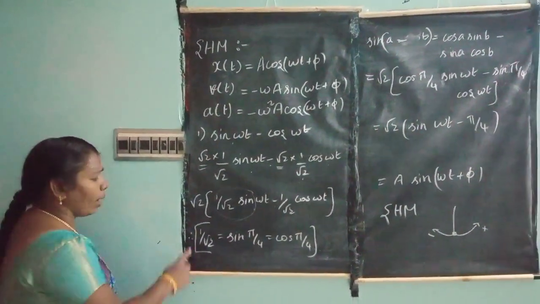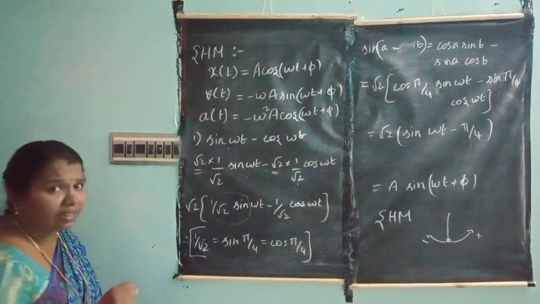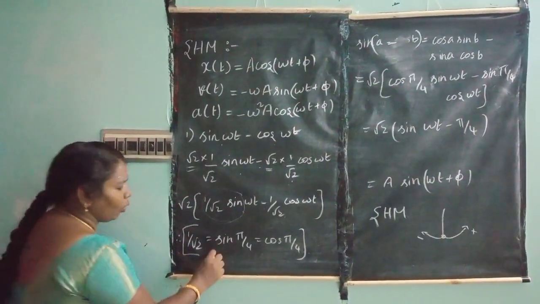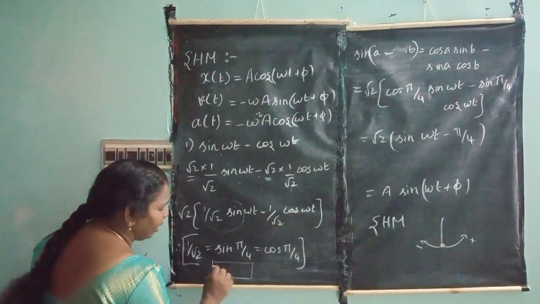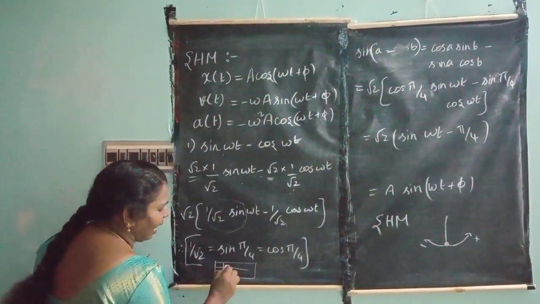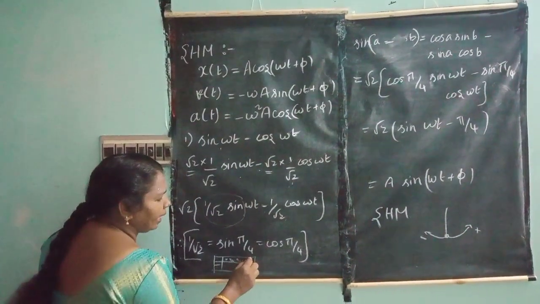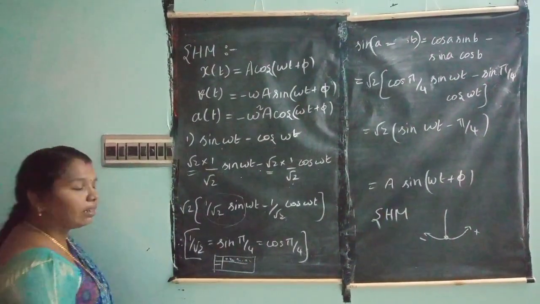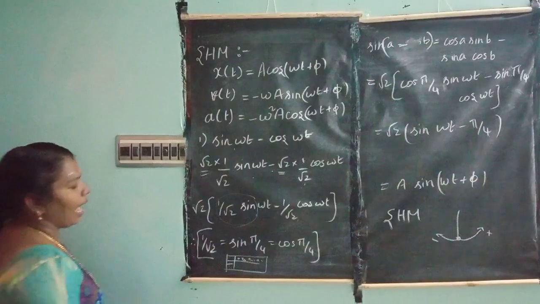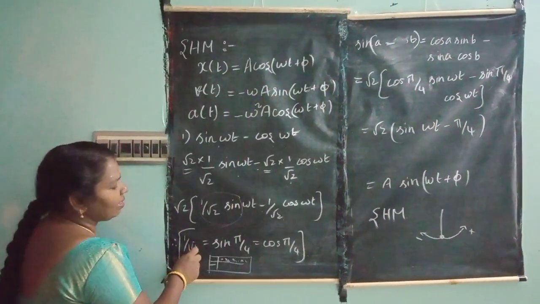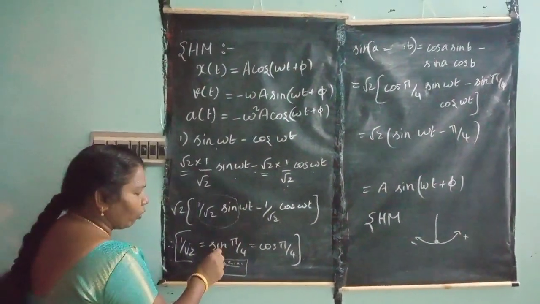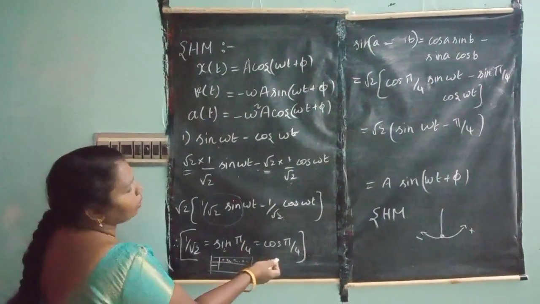You know that the 1 by root 2 value is given for sine. In the 10th standard itself, you know that we declare it in a tabular column: sine, cos, tan, for 0, pi by 2, pi by 4, pi, 180. So you are declaring some values for the trigonometric functions. In that, the 1 by root 2 which is given for sine pi by 4 is also equal to cos pi by 4.